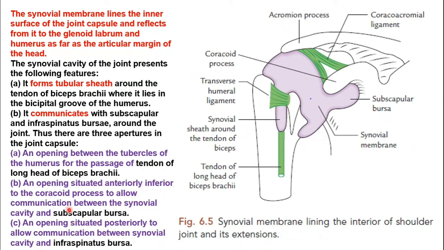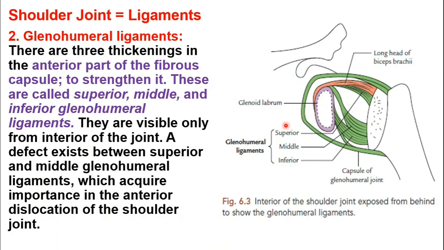An opening situated anterior-inferiorly to the coracoid process, ये वाला, ये भी opening होगी. इसमें bursa इसी वजह से slip हो गया. An opening situated posteriorly to allow the communication between the synovial cavity and the infraspinatus bursa. वो posteriorly है, ये इस तरीके से जाएगा यहाँ पीछे से. ठीक है, तो ये जहाँ जहाँ bursae आ रहे हैं, ये MCQ में पूछते हैं, कभी कभी SAQ में भी पूछते हैं कि which 3 apertures are present in the joint capsule of the shoulder joint.